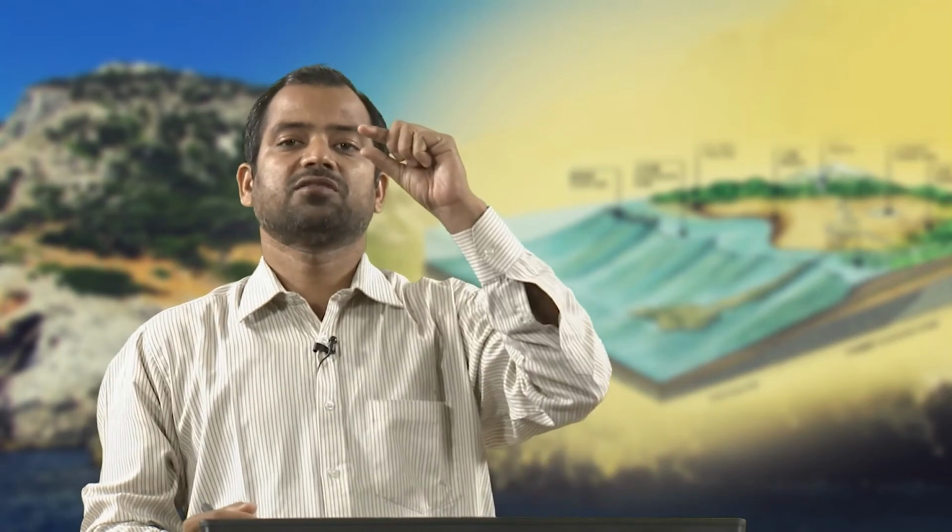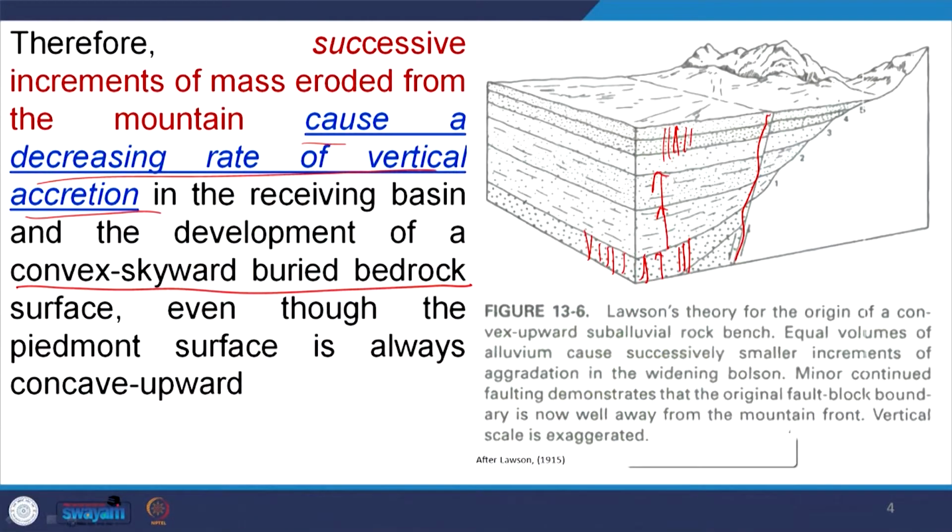Decreasing rate of vertical accretion means the vertical accretion now becomes thin. Earlier the rate of vertical accretion was more because much thicker sediment was deposited within less time, but here the area increased and the sediment remains the same. So, the same sediment is deposited spreading along this whole basin. So, the rate of vertical accretion decreases.